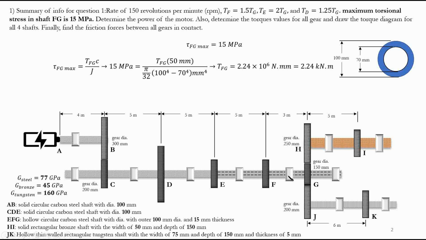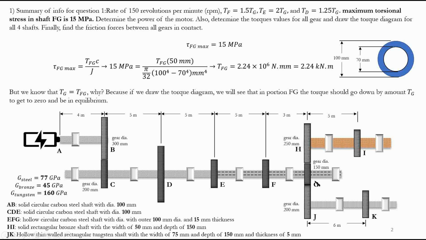However, here we know that because this is the end of the shaft, from T_F we go to T_G. So we have a value from the torque diagram here, and T_G should be either going down or going up to 0. So at the end of the day, the absolute value of T_FG is equal to T_G. Whatever value you have here, you're going to go T_G up or T_G down to 0, because our shaft is in equilibrium.